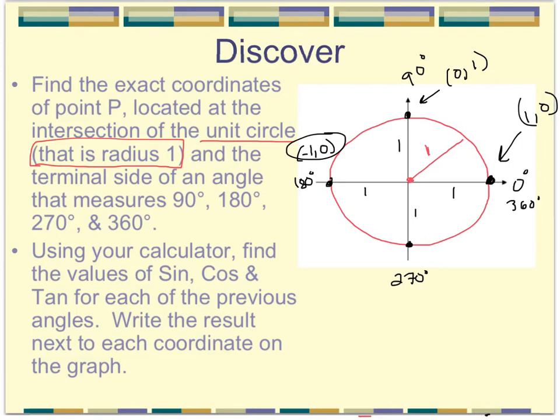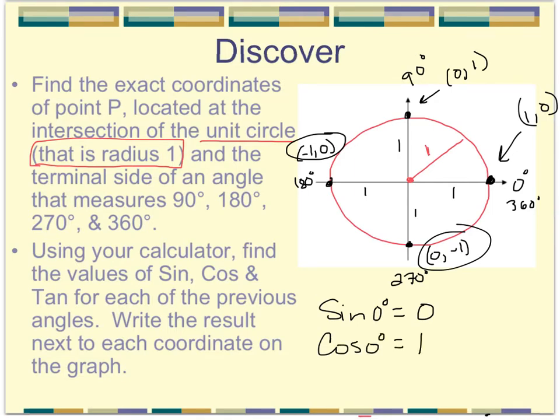The point at 270 is I didn't move left or right, so that's a 0 value for x, but I moved down 1, so that's a -1. And so when we find sine and cosine and tangent of all of these previous values, if I find sine of 0 degrees, that's going to give me 0. If I find cosine of 0 degrees, that's going to give me 1.